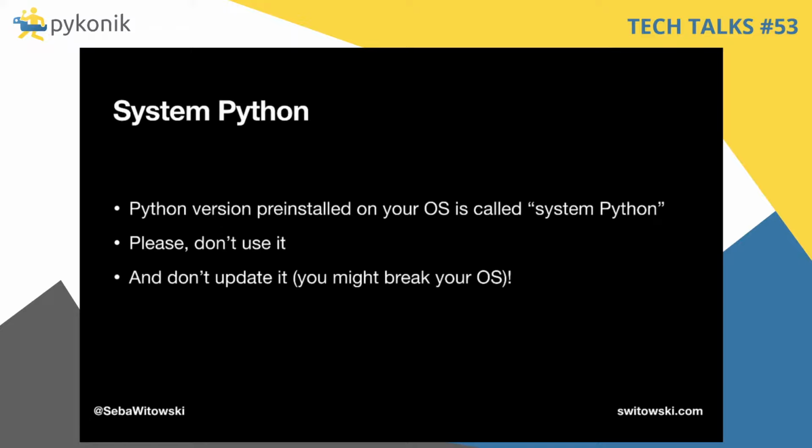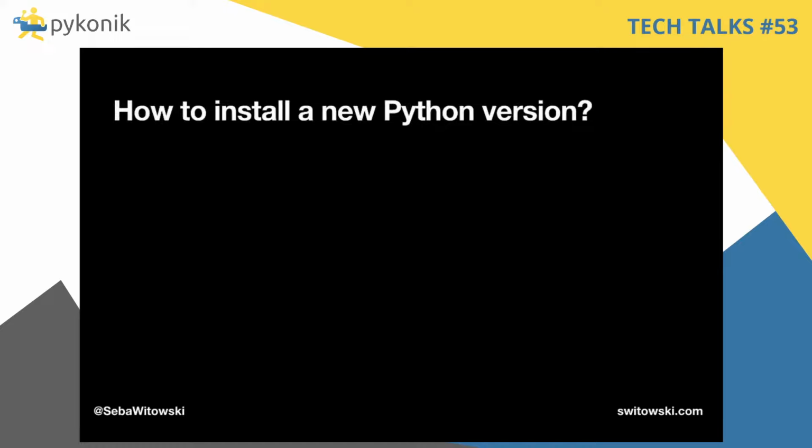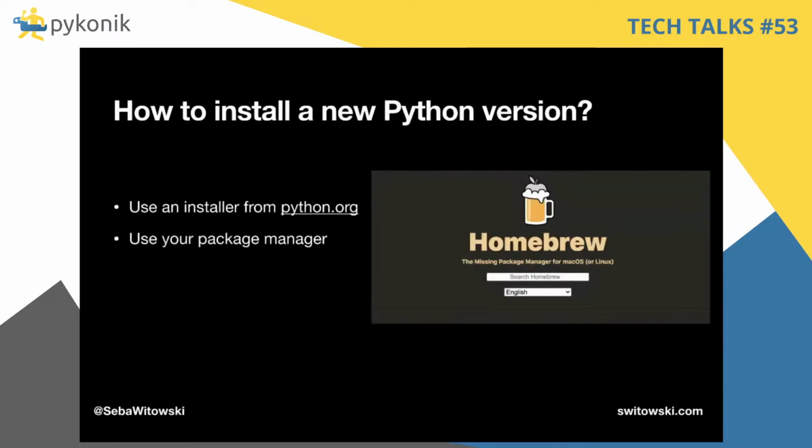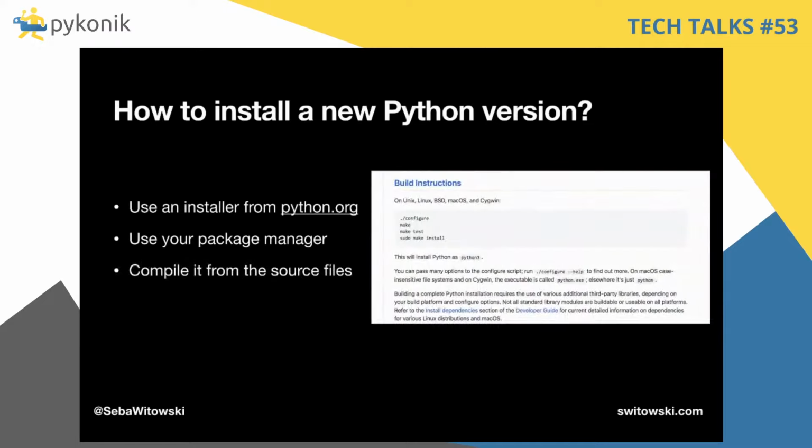So my advice here is leave the System Python alone and pretend that it doesn't exist. So no matter what operating system you have, you will need to install Python. There are many different ways to do this. You can go to the python.org website and download the installer for your operating system. You can use a package manager like Homebrew on Mac or apt-get on Linux. And you can even compile Python from the source files.